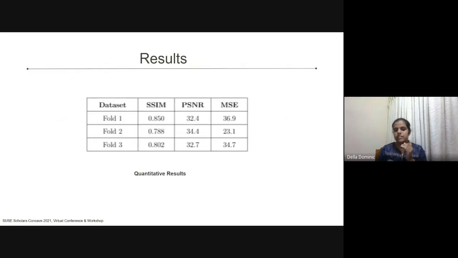These are the final results, that is the SSIM, PSNR, and MSE values of all the 3 folds, or all the 3 splits involved. And as you can see, taking SSIM as the primary evaluation metric, we find that fold 1 was comparatively better than the other 2 folds.